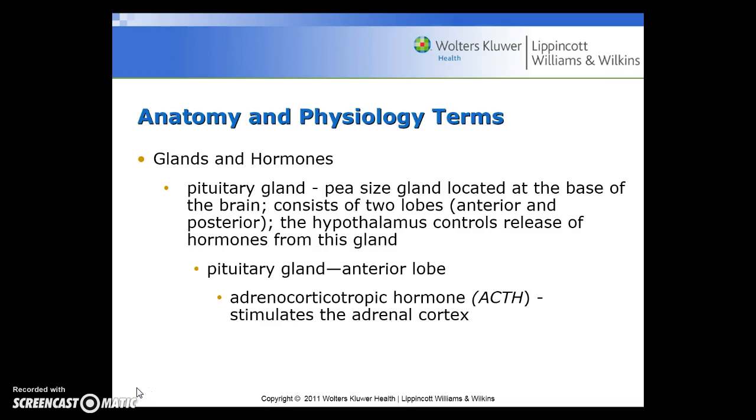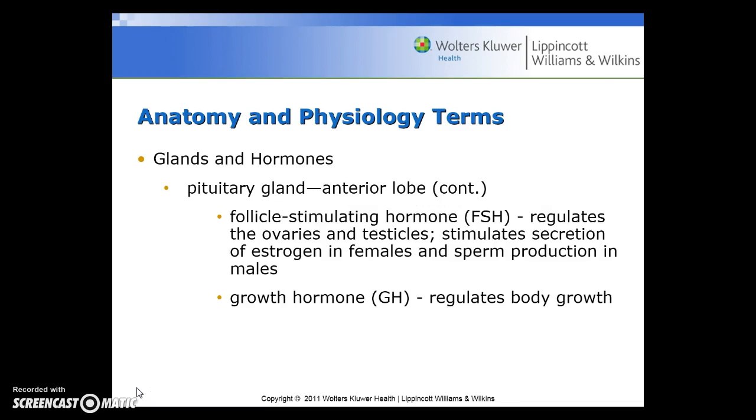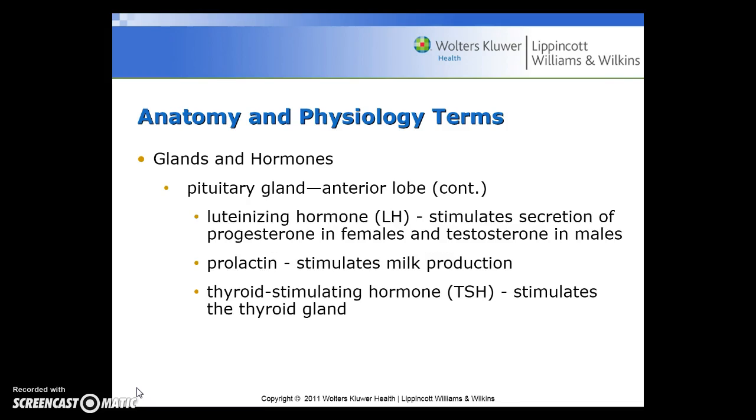In the anterior lobe of the pituitary gland, the adrenocorticotropic hormone, ACTH, stimulates the adrenal cortex. Additionally, in the anterior lobe, FSH, or the follicle-stimulating hormone, regulates the ovaries and the testicles, and it stimulates secretion of estrogen in females and sperm production in males. Growth hormone, or GH, regulates the body's growth. The luteinizing hormone, or LH, stimulates secretion of progesterone in females and testosterone in males.